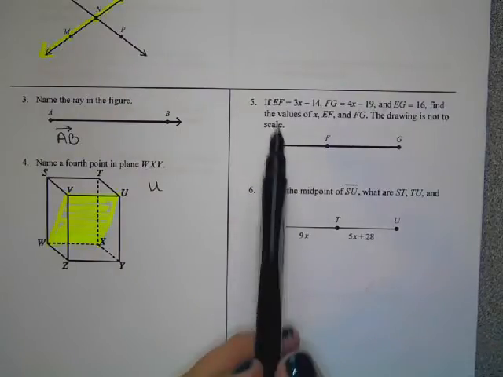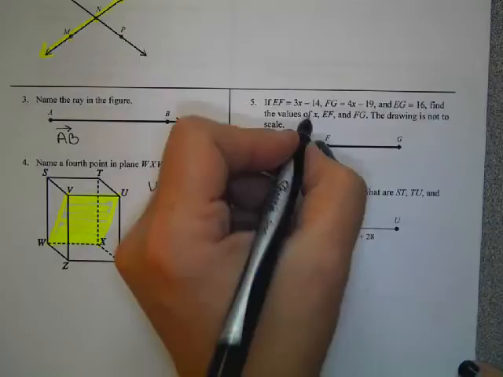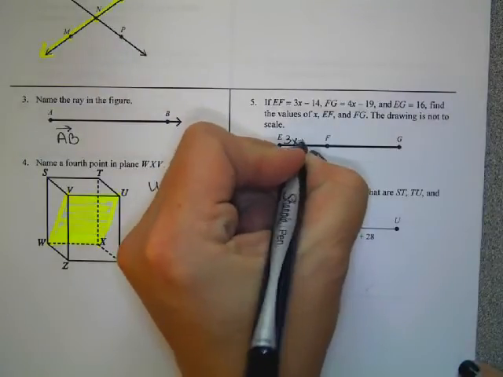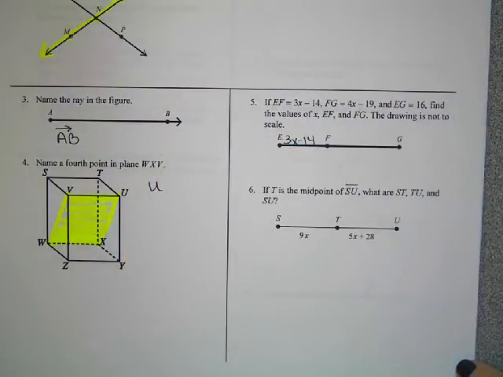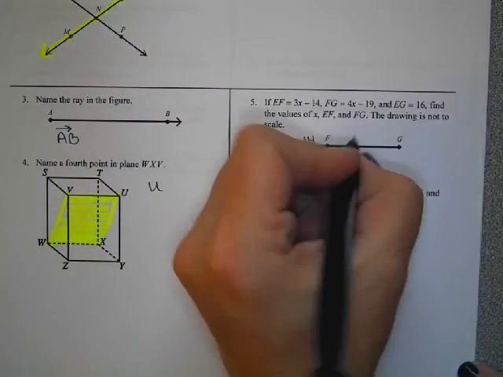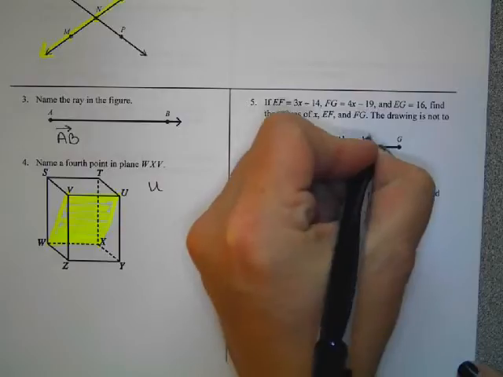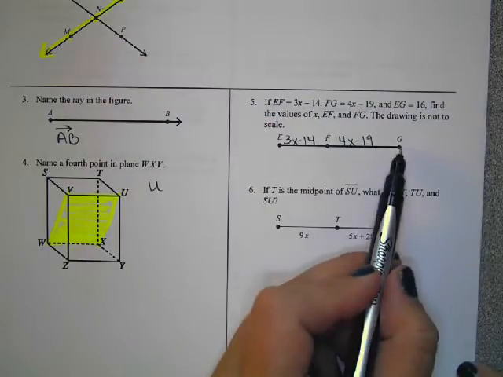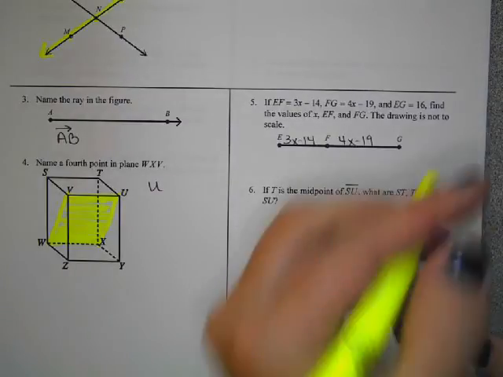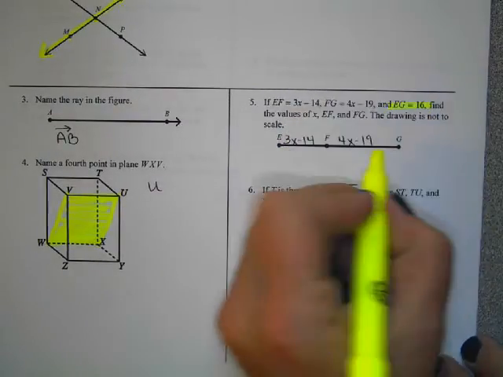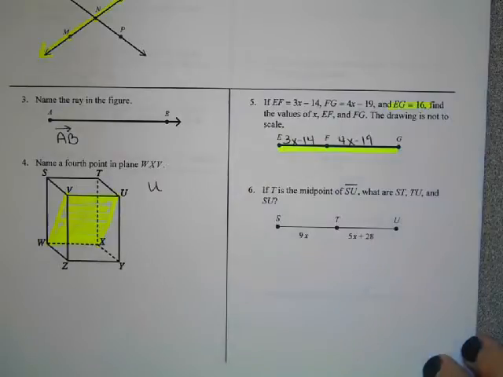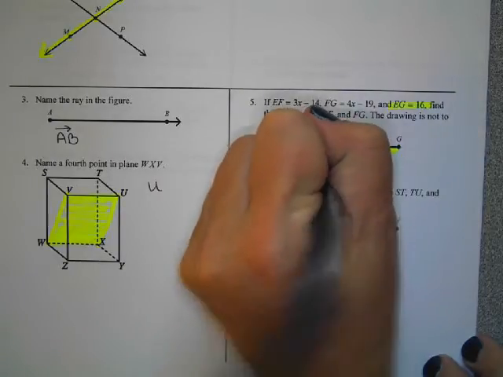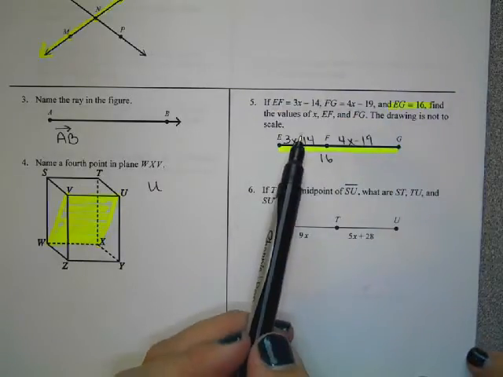In number 5, EF is 3x minus 14. Write that right on the diagram. FG is 4x minus 19. And the entire segment from E to G, EG, is 16. So we want to find X, EF, and FG.